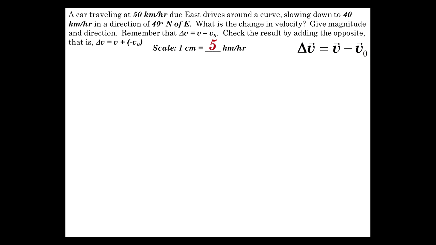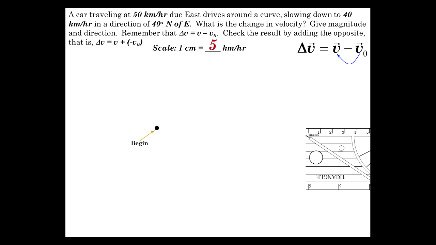Keeping in mind delta V is V minus V0. So we'll connect the tails together of these two vectors. And then the tips go from V0 to V. That's how we connect the tips for the actual quantity, delta V, which in this case is our resultant, delta V.